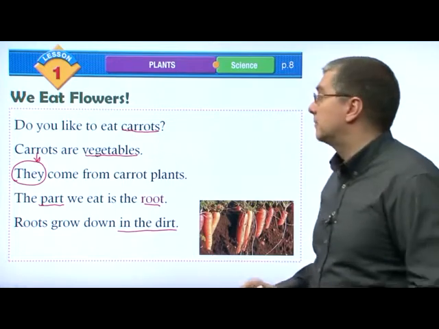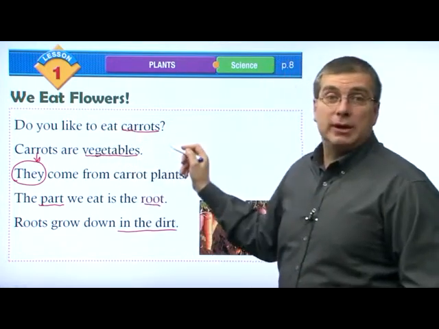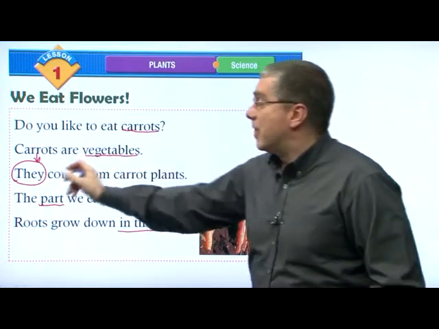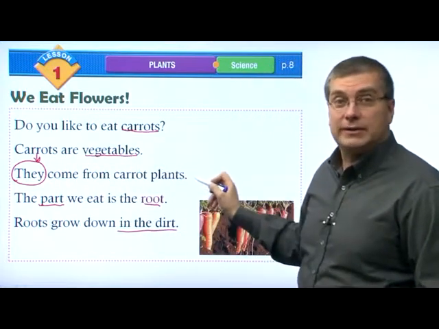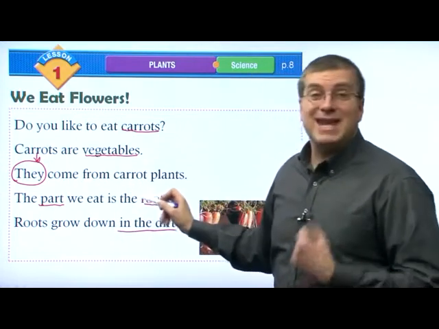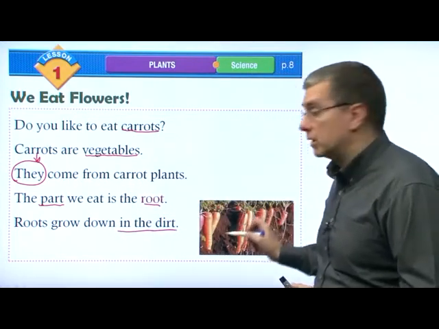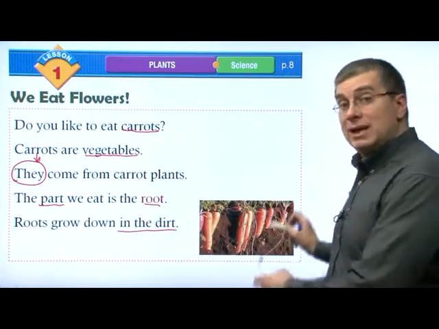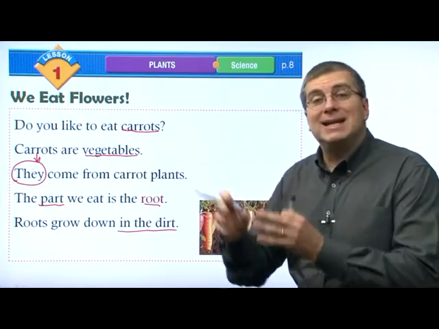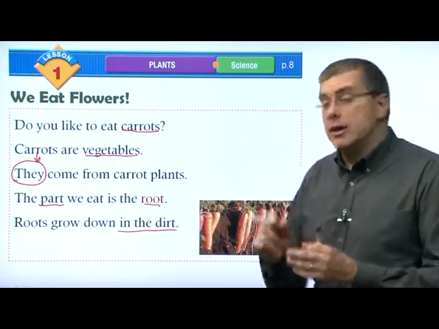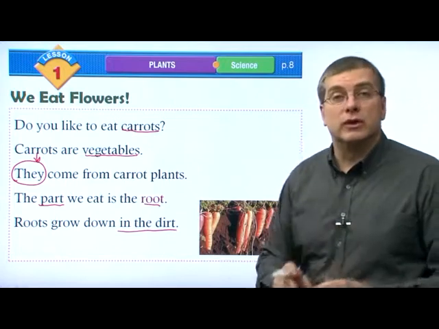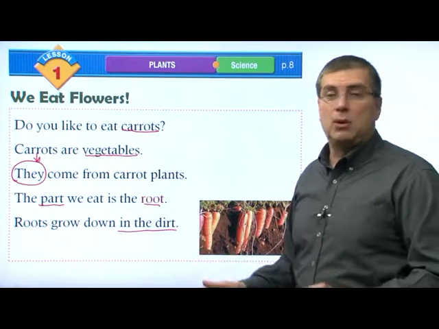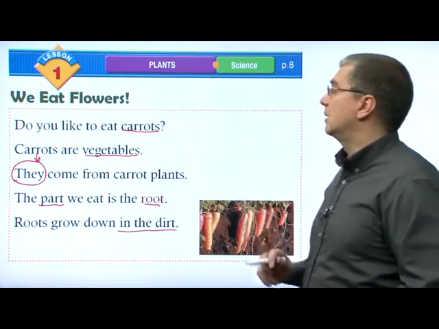Okay, let's do it one more time. Do you like to eat carrots? Carrots are vegetables. They come from carrot plants. The part we eat is the root. Roots grow down in the dirt. So we can see here that we eat many different parts of the plant. The carrot is the root. So some plants, we eat the roots. For example, carrots. Let's move on.